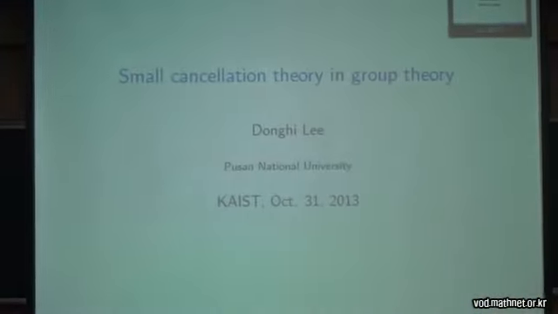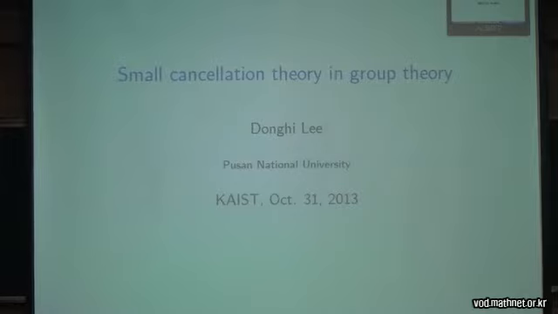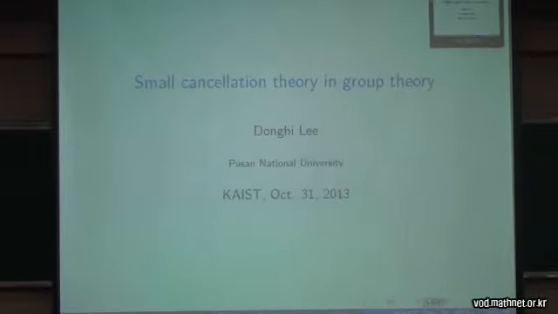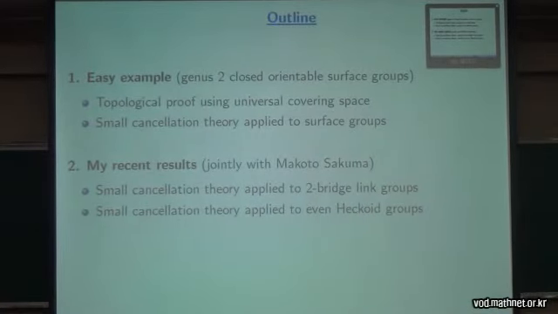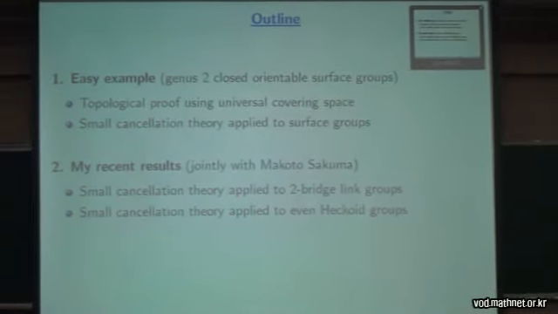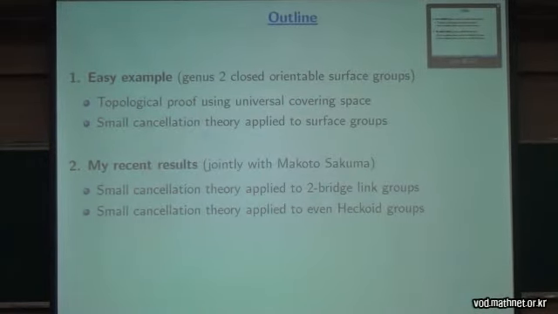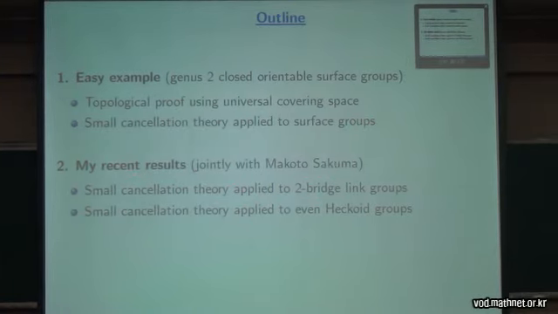Today we will mainly discuss small cancellation groups, such as genus 2 closed orientable surface groups, 2 bridge link groups, and even Hecoid groups. All of these are fundamental groups of 2 or 3-dimensional manifolds or orbifolds.